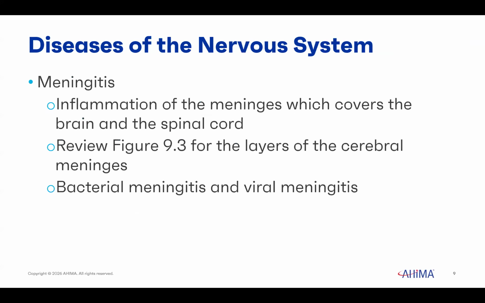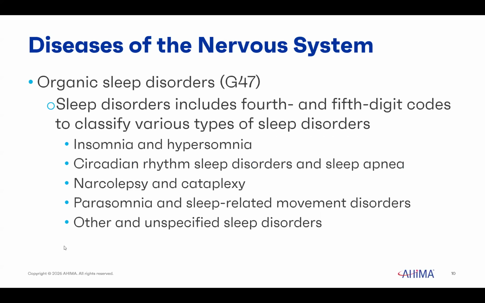Now we get into meningitis. What is meningitis? It's the inflammation of the meninges. These are the membranes that cover the brain and the spinal cord. You can see a diagram of this in figure 9.3. Meningitis, in other words, this inflammation of the meninges, can be caused either by a bacteria or a virus. So it's important to know which type of meningitis we are coding for.